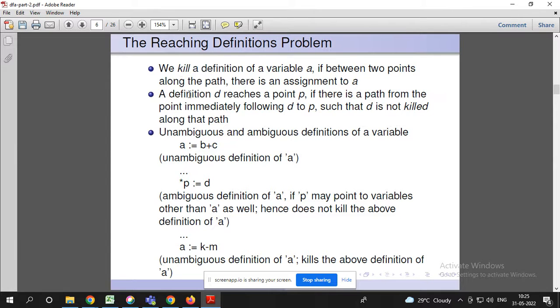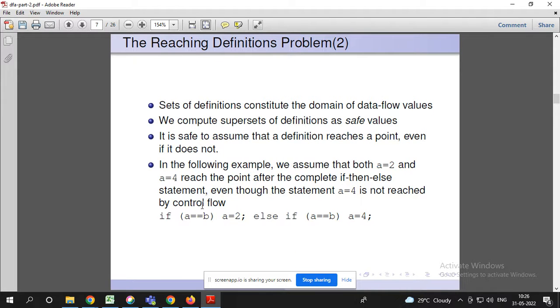Okay. A definition D reaches a point P if there is a path from the point immediately following D to P such that D is not killed along that path. If the value is not altered, it is reaching the second definition, no problem. That is, program point 1 has the value A equal to 5, and P2 also has the same value of A. So what it concludes is that the A value is not killed. Okay, we will see an example.